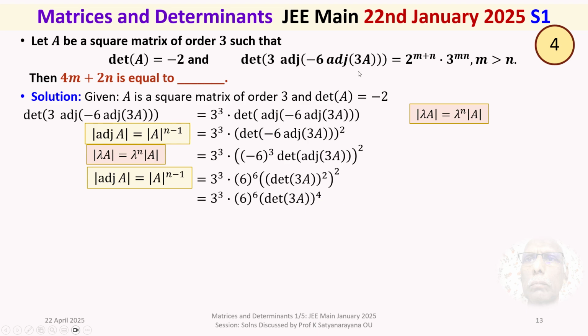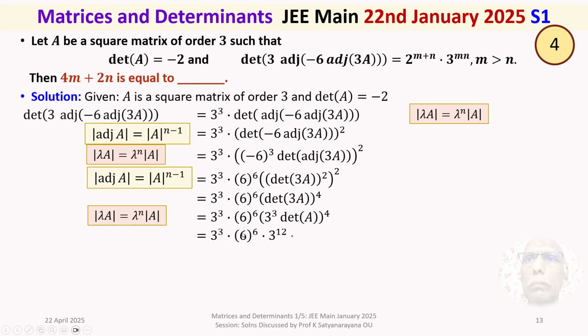And determinant of 3A, one more thing, determinant of 3A is 3 cube into determinant of A. You use this one. So, 3 cube into 6 to the power of 6 into 3 cube into determinant of A under whole to the power of 4. And this will be 3 cube into 6 to the power of 6 into 3 cube whole to the power of 4, 3 power 12, the determinant of A is minus 2 to the power of 4.